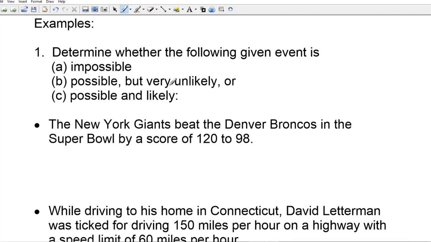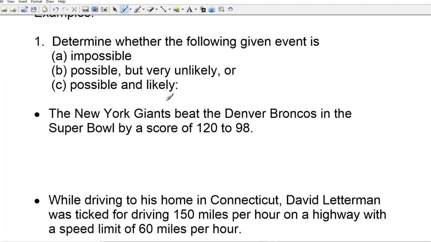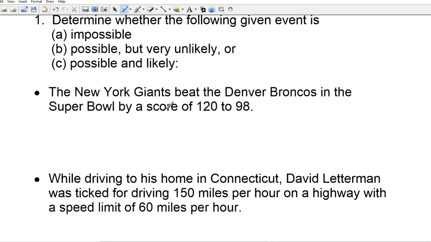So let's try some examples. We're going to say either it is impossible, possible but very unlikely, or possible and likely, these scenarios. The New York Giants beat the Denver Broncos in the Super Bowl by a score of 120-98. Is that impossible, possible but very unlikely, or possible and likely? I would say, give you a second. We're going to say it's possible, but it's very unlikely to see a score of 120-98 because that's a lot of touchdowns. Is it impossible? Absolutely not. But it probably is very unlikely.